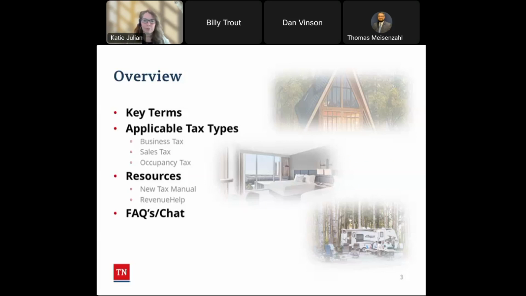The growth has led to homeowners and businesses renting their homes, condominiums, cabins, tree houses, yurts, you name it, for overnight accommodations. And that's pretty exciting for a lot of businesses and a lot of individuals to be able to make some additional income in this way.